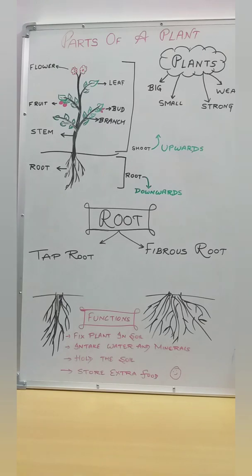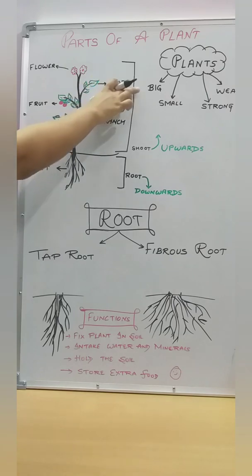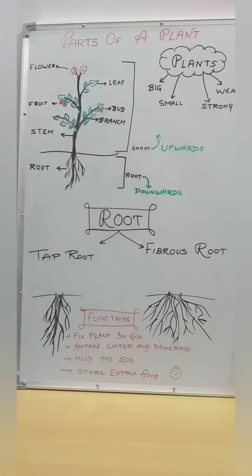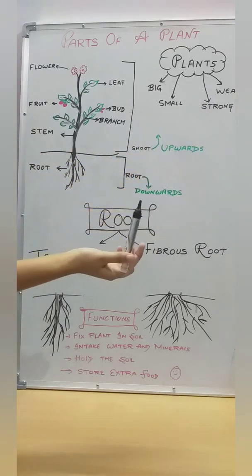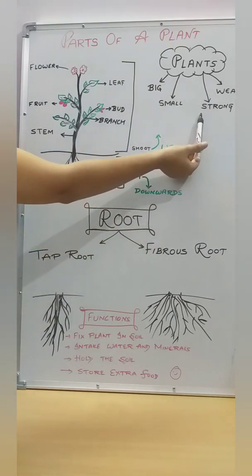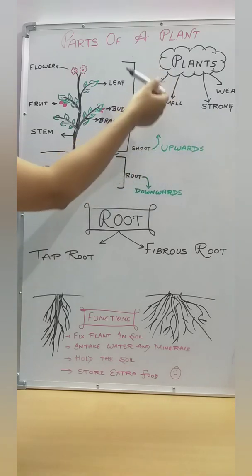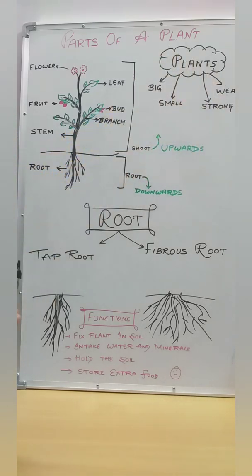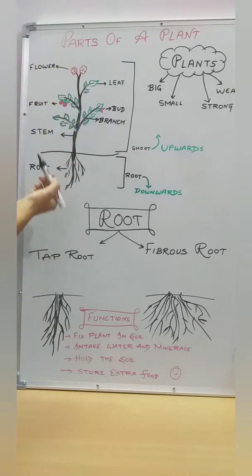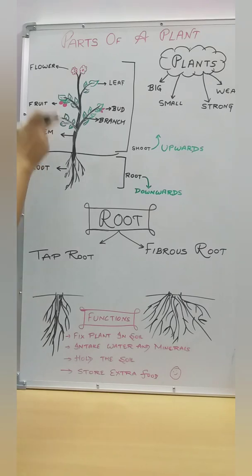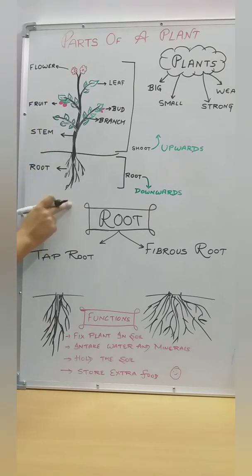Today we are going to start with the next chapter, that is parts of a plant. There are many kinds of plants around us. Some are big in size, some are small, whereas some are weak, like climbers are weak, but some trees are too strong. So we have different types of plants. A plant has different parts. So today we are going to learn about different parts of a plant and about root.